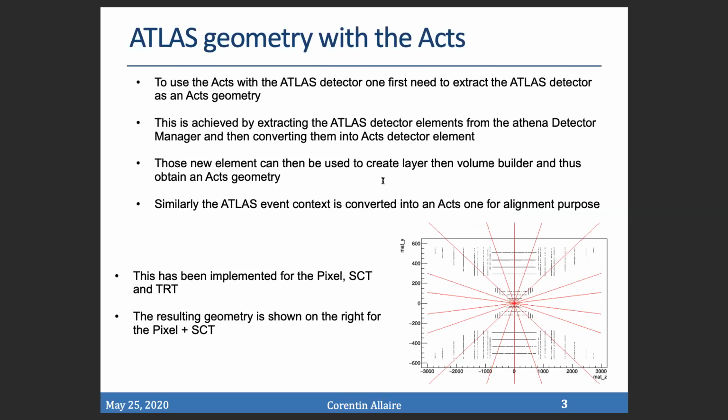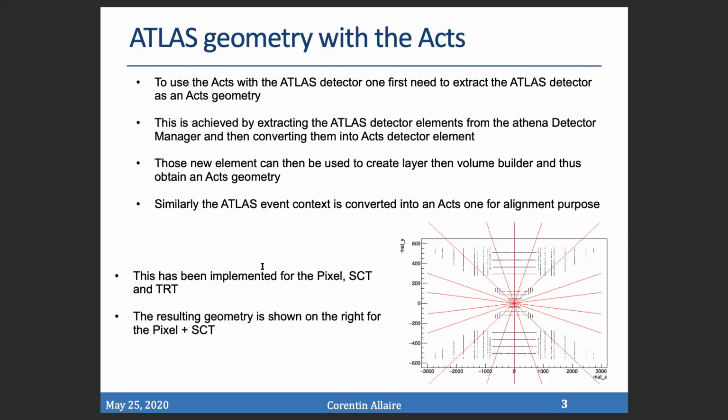So the first thing that was important to put into place is a way to convert from the geometry as it is stored in Athena to the way it's stored in the ACTS so that we can use it there. So what we've achieved is to take the Atlas detector elements, which are stored in Athena in the detector manager, and convert those Atlas detector elements into ACTS ones. Those can then be used to create layer and volume builders, and thus build an ACTS geometry. And so that's what we've done for the Atlas inner detector.